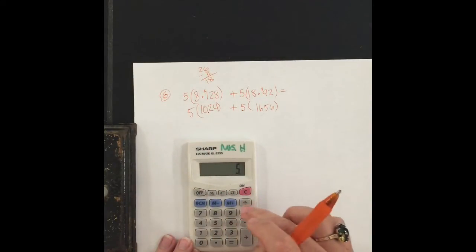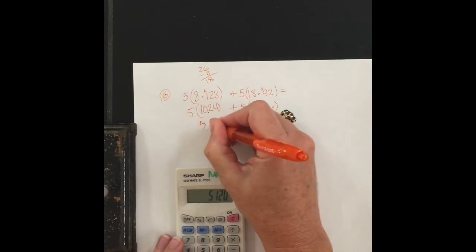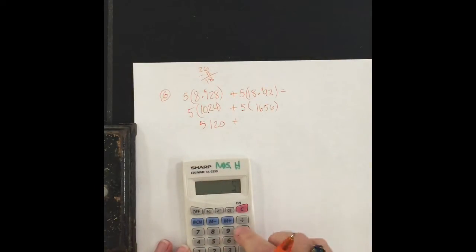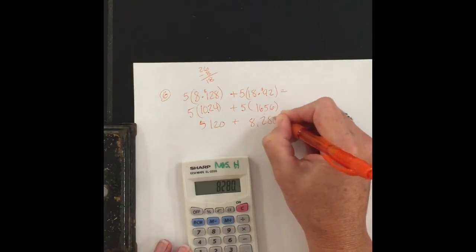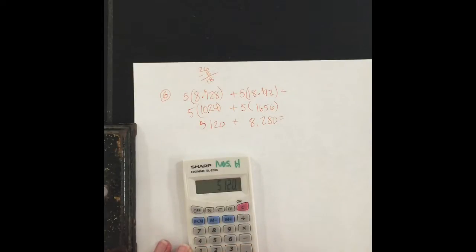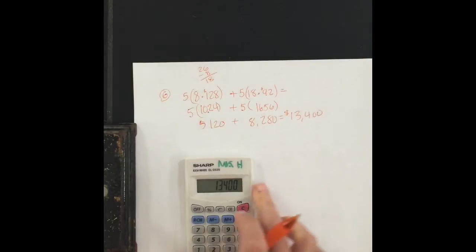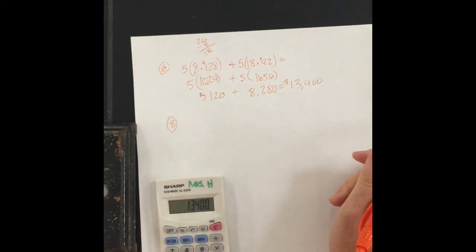So we have 5 times 1,024, which is 5,120. And then we have 5 days of $1,656, which is 8,280. And then we need to add back on this 5,120. You should have come up with $13,400. That's per week, assuming a 5-day work week.